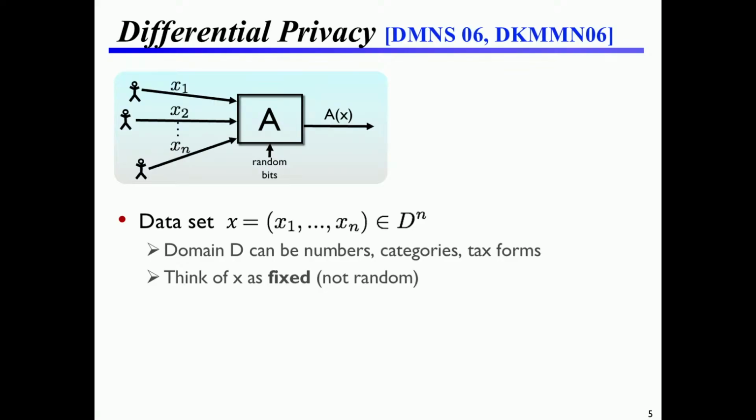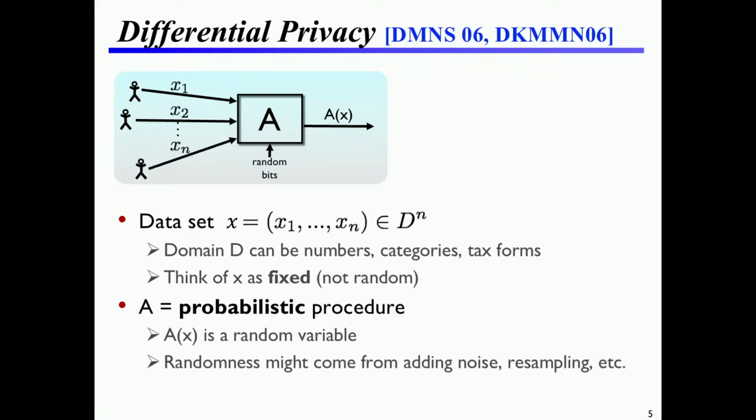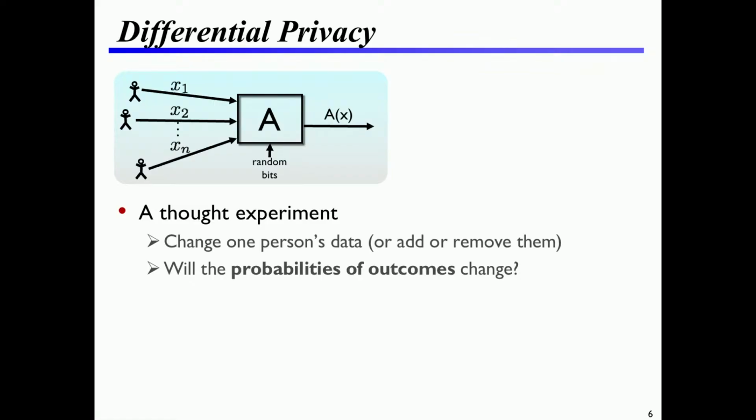For now, we're going to think of x as fixed, and we're going to think of the algorithm that processes x as randomized. What this means is that for every data set x, A of x is a random variable that has a well-defined distribution. And it's the properties of that collection of distributions that we're interested in. The randomness might come from adding noise. That's going to be our main example today, but there are other types of algorithms that make sense.